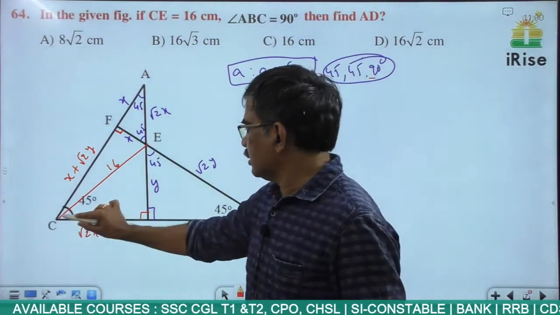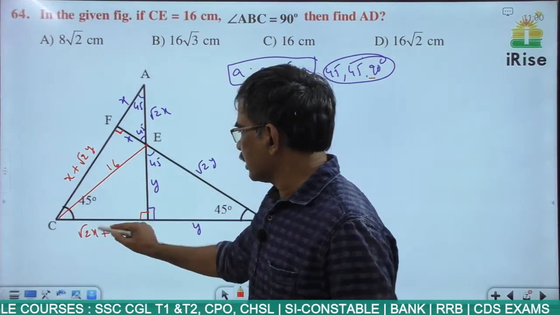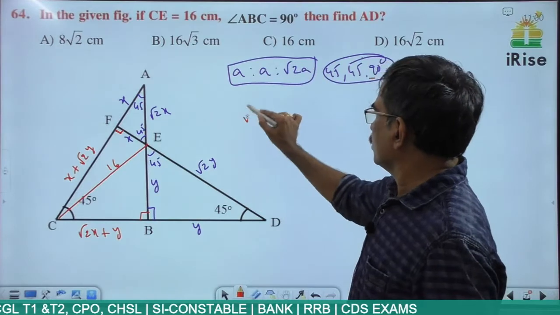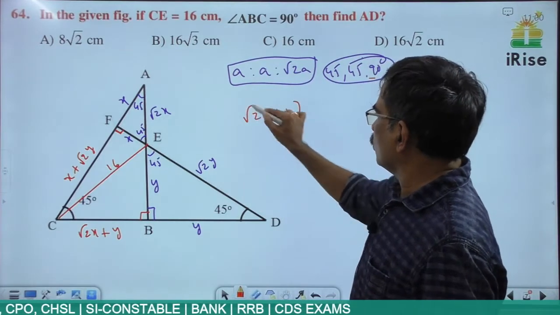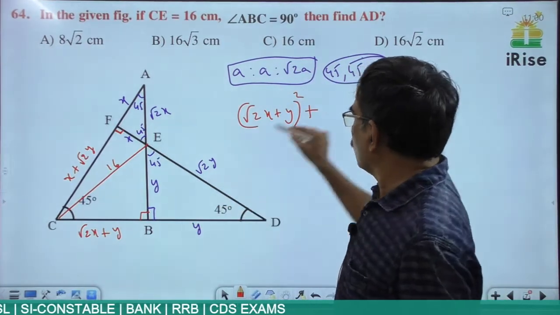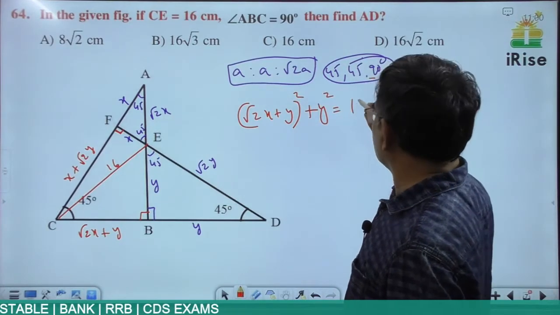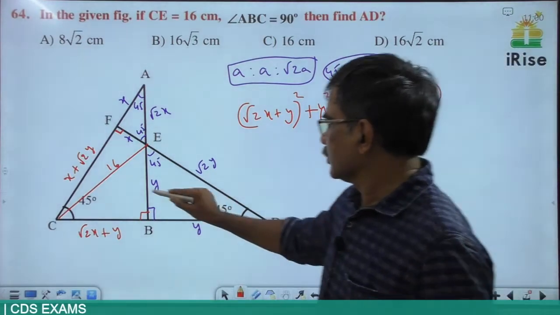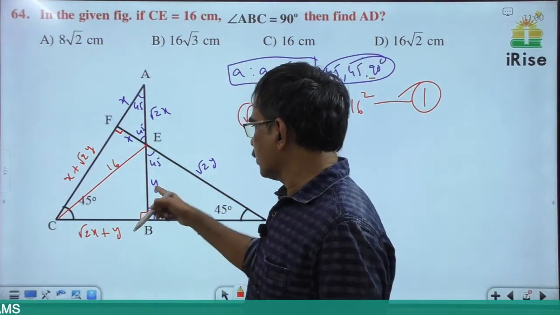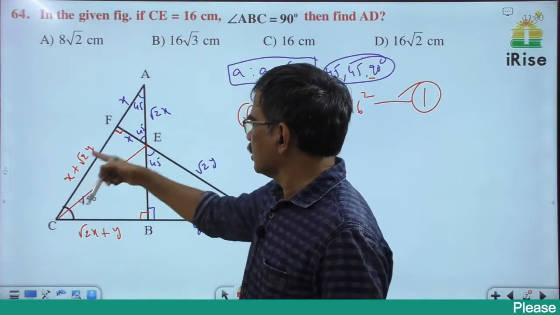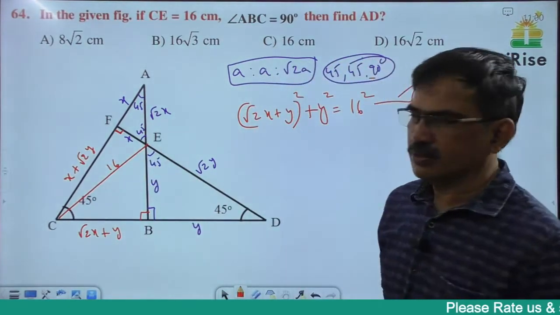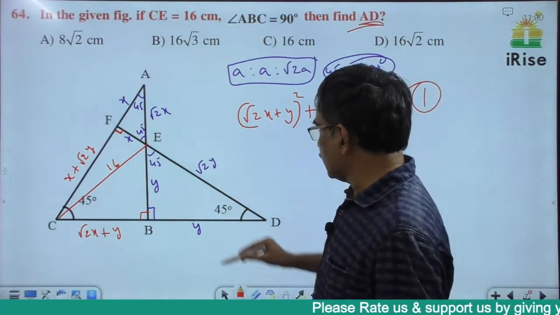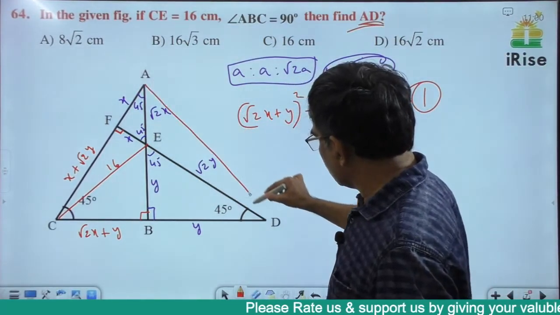So consider this right angle triangle. This is also a right angle triangle. Square of this plus square of this is equal to 16 square. So (√2x plus y) whole square plus y square is equal to 16 square. This is the condition. This is a right angle triangle. This square plus this square is equal to 16 square. Already consider these two, then we get the same formula. What do they want? AD. So if we join AD, what is AD square?